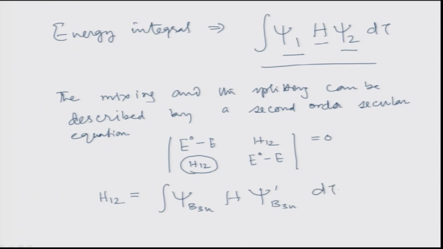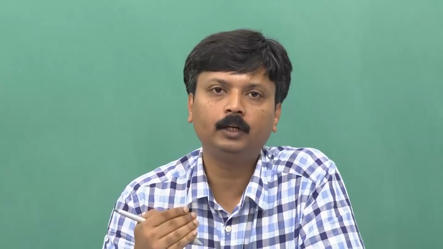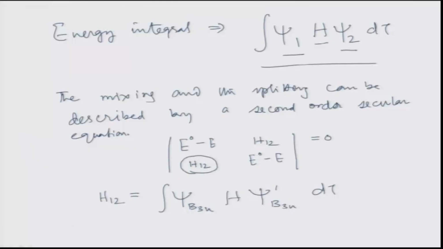Integration over d tau. So, in such a case, what we have is two different states with two different energies. And what are their energies? The energy levels are E0 plus H12, and E0 minus H12, right, that we have to have.